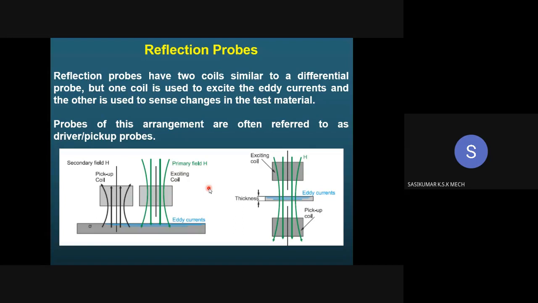So the figure shows the reflection probe category. You have an exciting coil that generates the eddy currents, and the pickup coil senses the secondary eddy currents developed, and it compares them. These reflection probes can also be positioned opposite to each other as well.